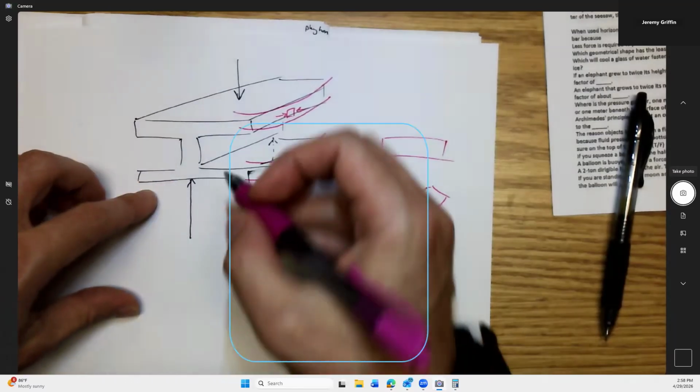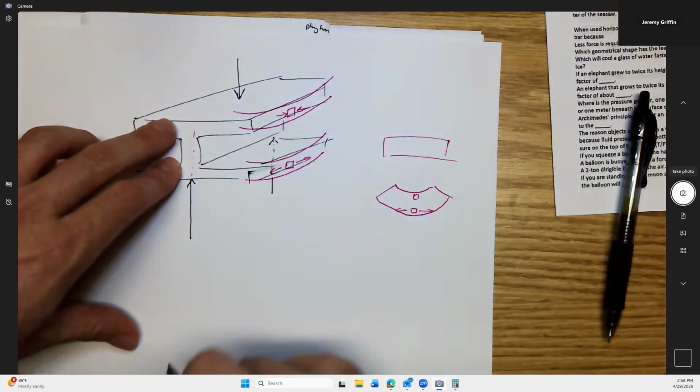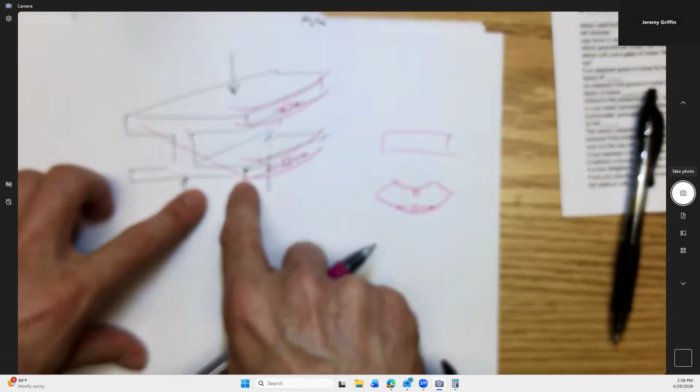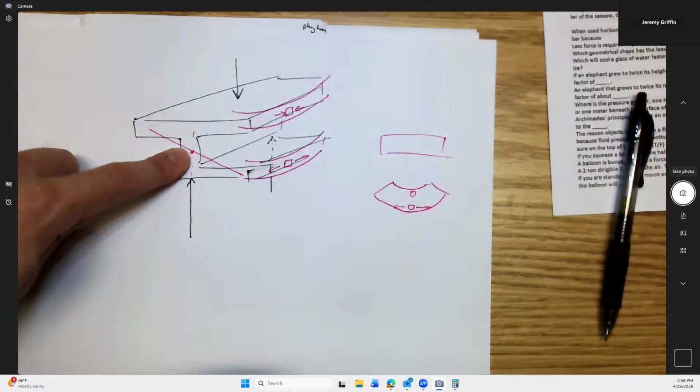Now, if you go through piece by piece, from the bottom to the top, it switches over from tension to compression. So all tension here, all compression at the top. But right in the middle, there's a point where there's neither tension nor compression.